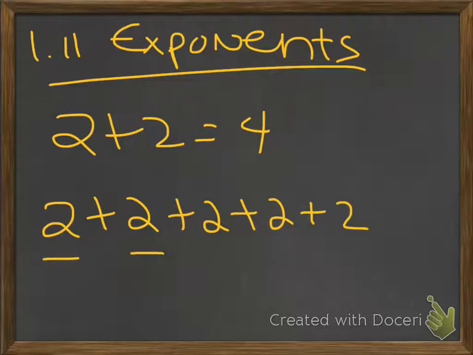And there were 1, 2, 3, 4, 5 twos, so they came up with a way to make it easy to write. Instead of doing 2 plus 2 plus 2 plus 2 plus 2, we wrote 2 times 5. That's the fast way of doing all that plus, plus, plus. And so multiplication, exponents is the same way.